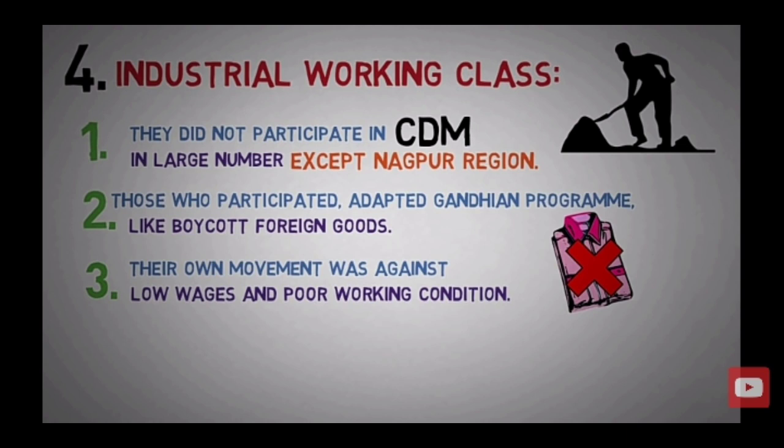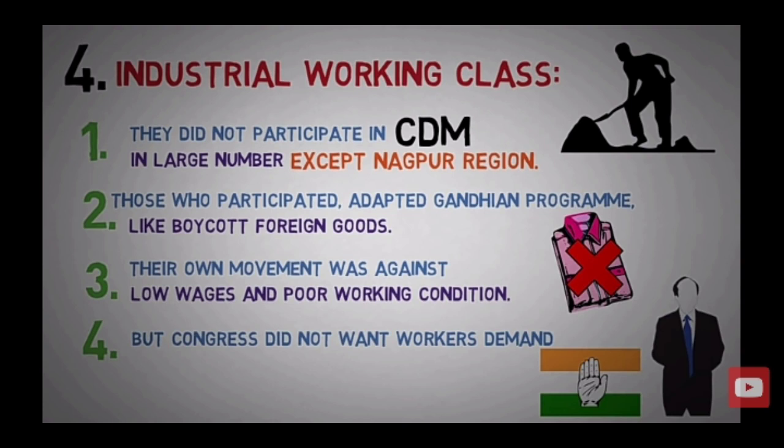If we discuss the industrial working class, we'll find that they didn't participate in the civil disobedience movement in large numbers, except in the Nagpur region. Those who participated adopted the Gandhian program and boycotted foreign goods, and their own movement was against low wages and poor working conditions. So working class people also participated, but not in huge numbers. But the demands of the industrial working class were not supported by the Congress, so many industrial workers also lost their interest in this movement.